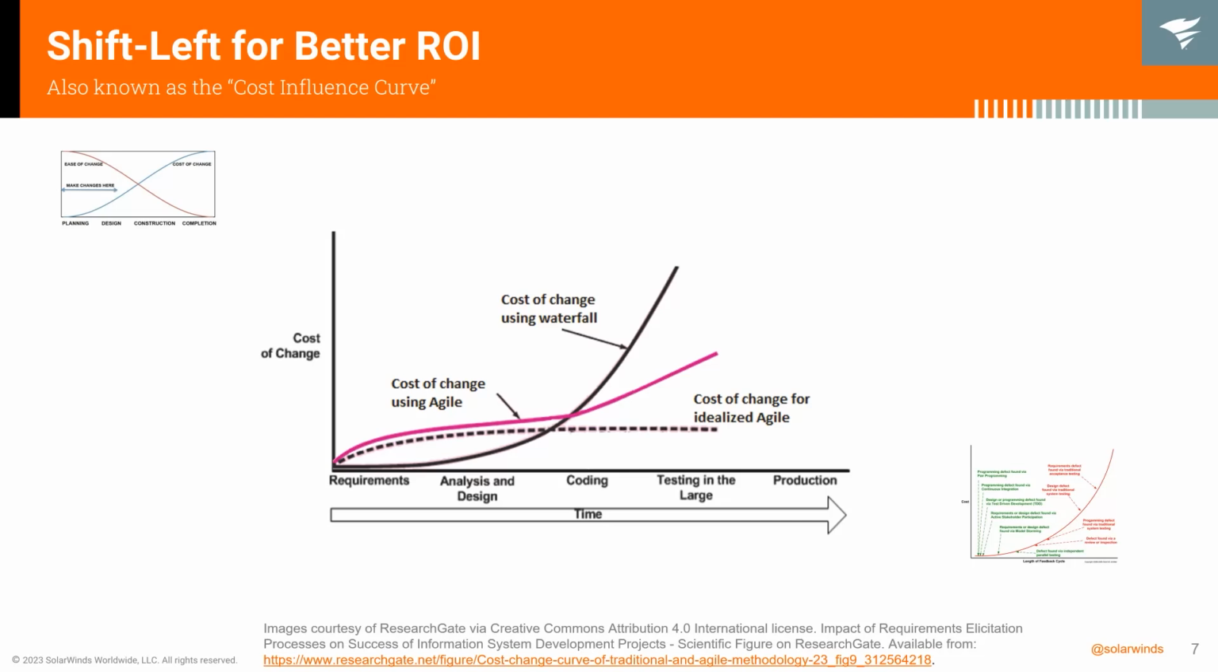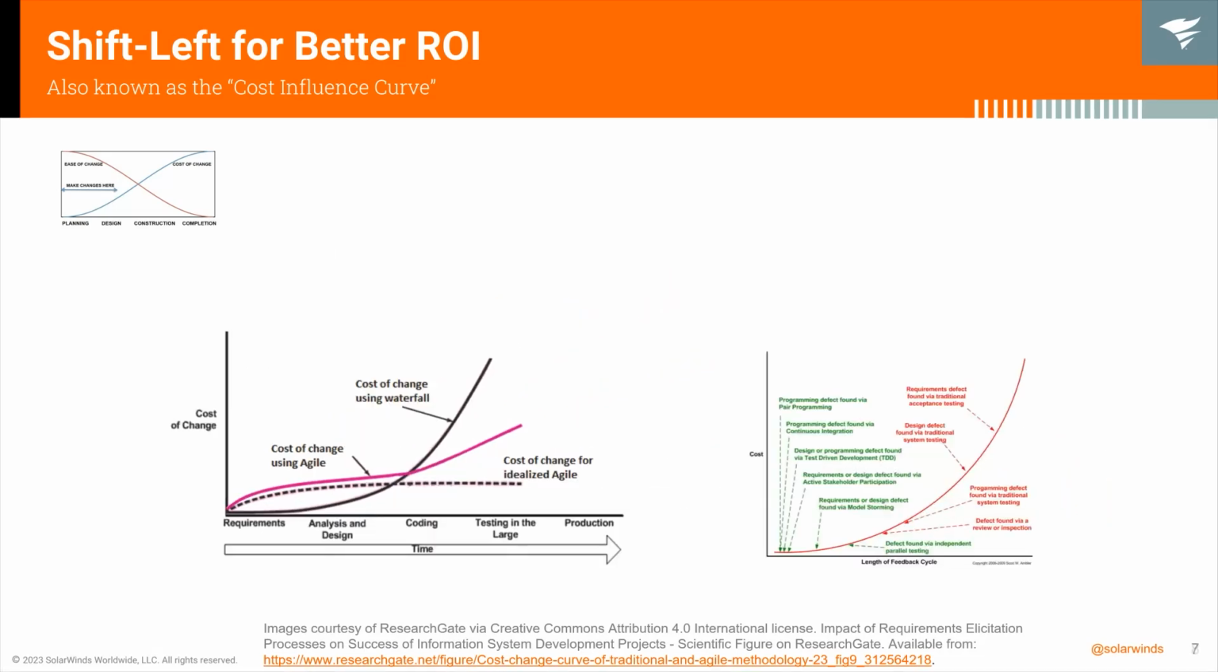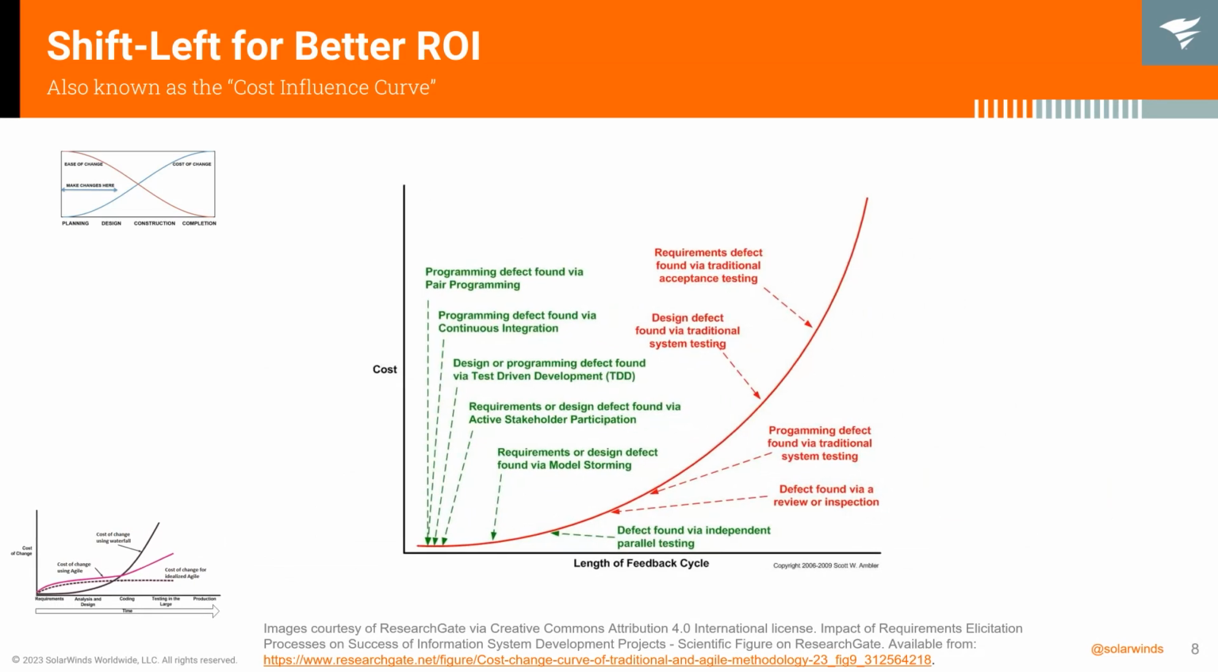Now, if we drill down a little bit deeper, and this is another graph from the ResearchNet organization. In this case, they even have done analysis for things like when we find defects according to paired programming, or we found a defect with our continuous integration, continuous deployment.